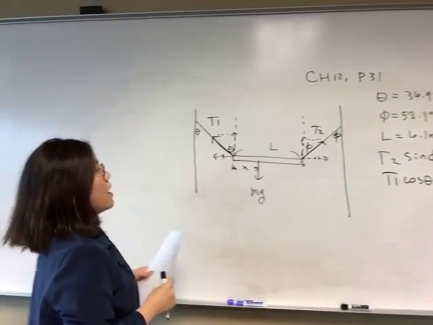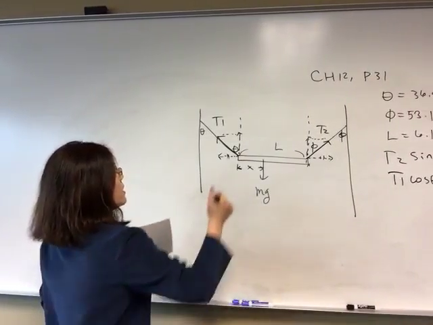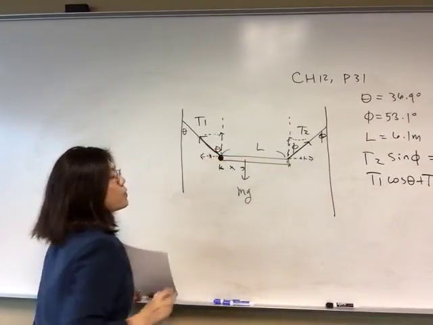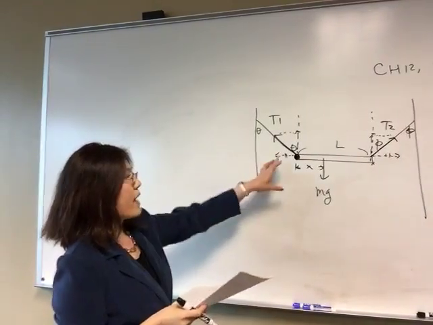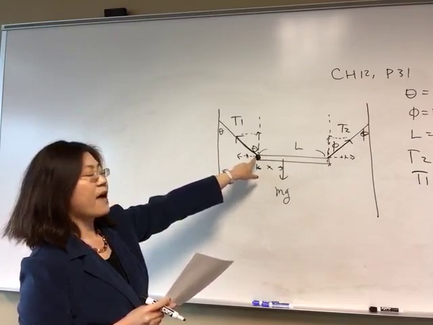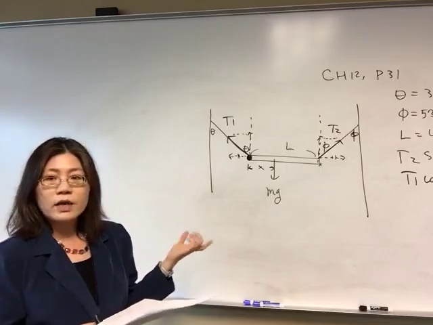You have to pick a point to calculate torque about that point, and I'm going to pick this one. When you pick this point as your reference point to calculate torque about, you can see that your T1 is directly applied at this point. So T1 does not contribute to torque, and that makes the calculation a bit easier.